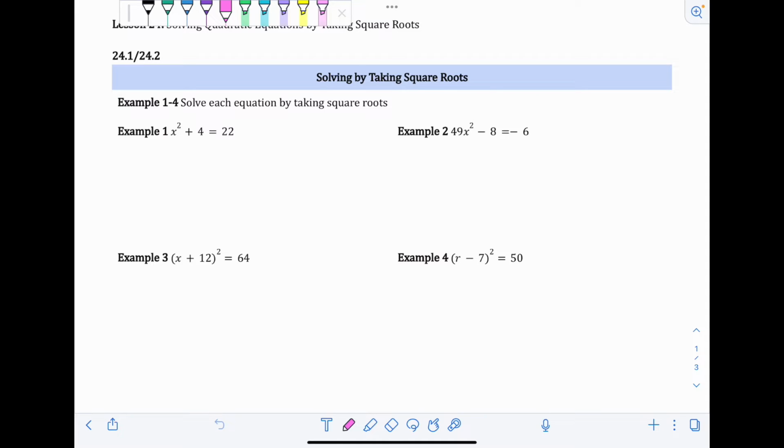This one is truly just solving by taking square roots. When you're solving by taking square roots, the goal is to isolate, which means get it by itself, the portion that is being squared. If we look at example 1, it's just the x that's being squared. My goal would be to get that by itself first and foremost. If we look at example 3, it's this entire parentheses that's being squared, so that would be what I want to isolate there. That's our main goal to set up our problem solving.